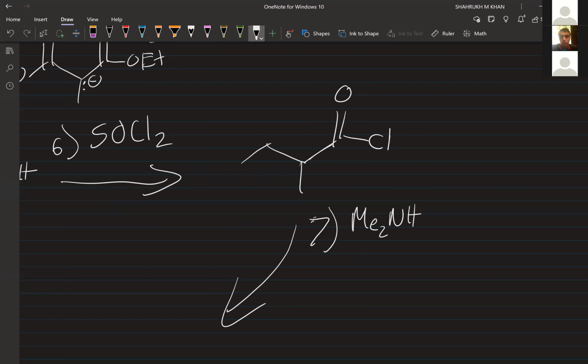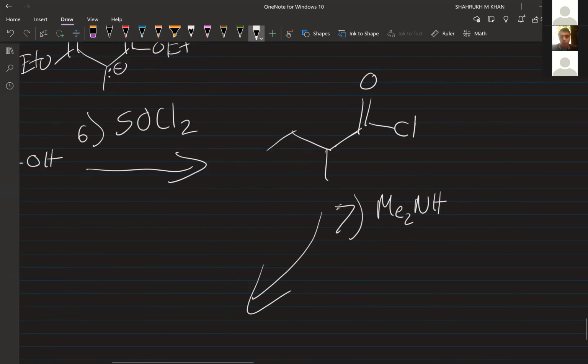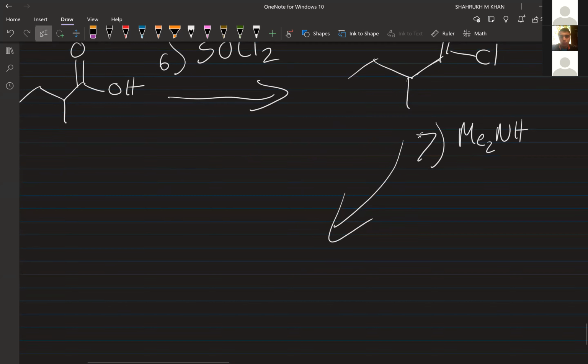I don't think you'll need a supplementary base for that. It should be fine. Sometimes you could use pyridine or whatever to pick up the protons, but I think it should be fine, because technically the amine could act as the base. And then you get your final product. So this is literally the same. The only difference is the R groups are different from this question to the other question.